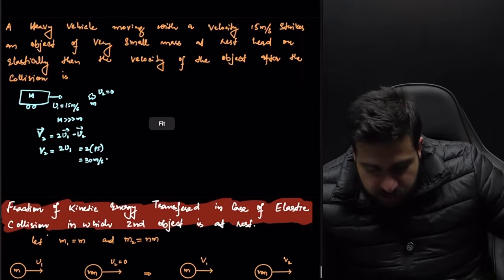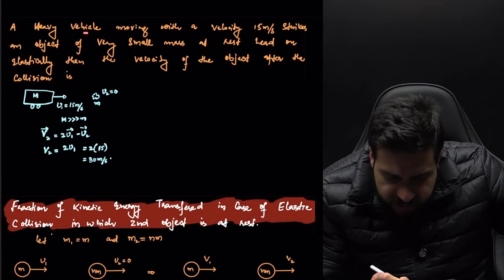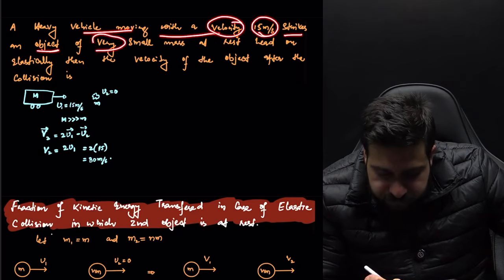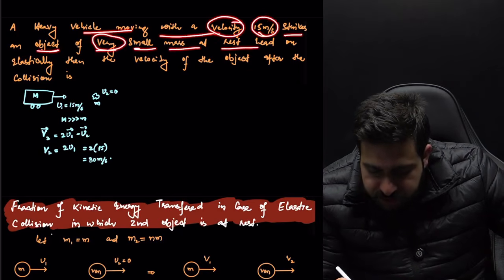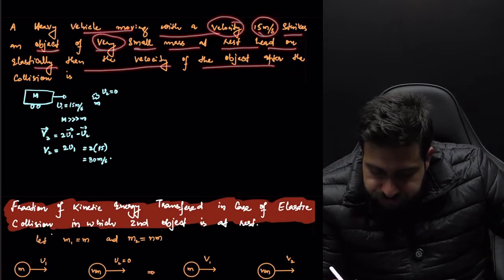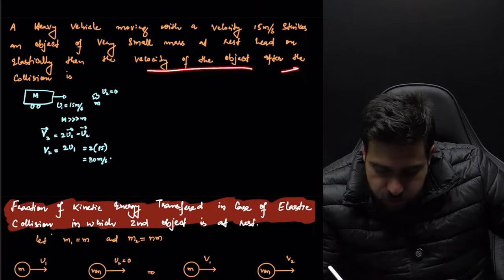Now, guys, let me quickly revise this. A heavy vehicle moving with a velocity of 15 meter per second strikes an object of very small mass at rest head on elastically. Then the velocity of the second object is?